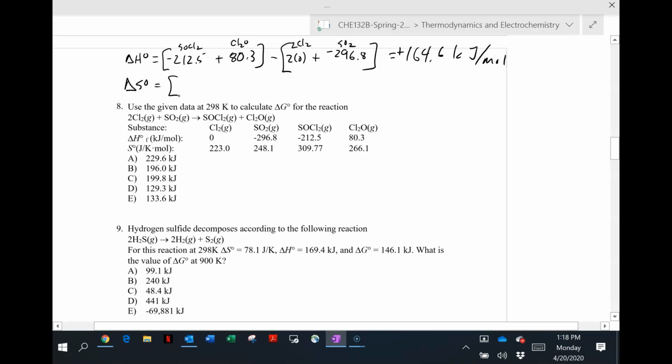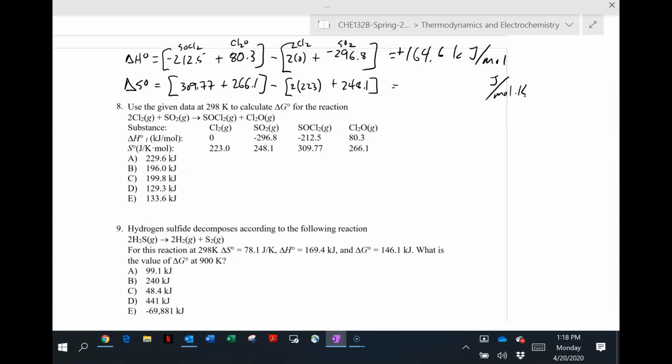So SOCl2 is 309.77. Cl2O is 266.1. Cl2 is 223, we've got to multiply that by 2. And SO2 is 248.1. So same elements. Notice that the units here are joules per mole Kelvin. Notice that the element in standard state, chlorine, has a 0 delta H sub F by definition. Its standard molar entropy is definitely not 0, though, so you can't assume anything's a 0 on standard molar entropy.